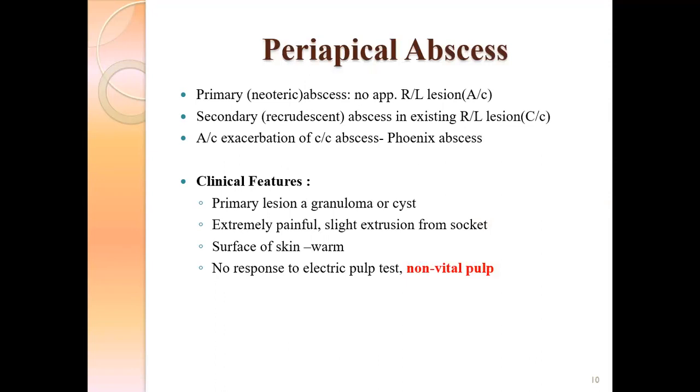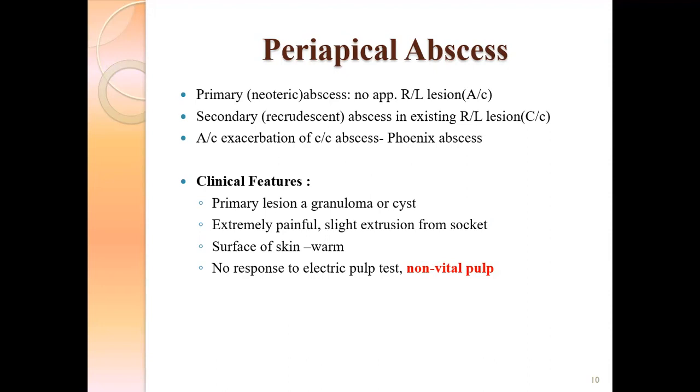Next lesion, we will be dealing with the periapical abscess. This has acute form and a chronic form. And the acute exacerbation of a chronic periapical abscess is known as a phoenix abscess. The clinical feature include usually the primary lesion will be a periapical granuloma or a periapical cyst, which later turns into a periapical abscess.